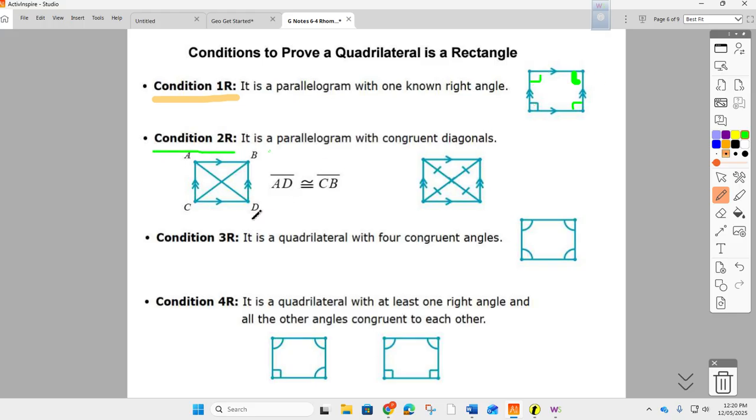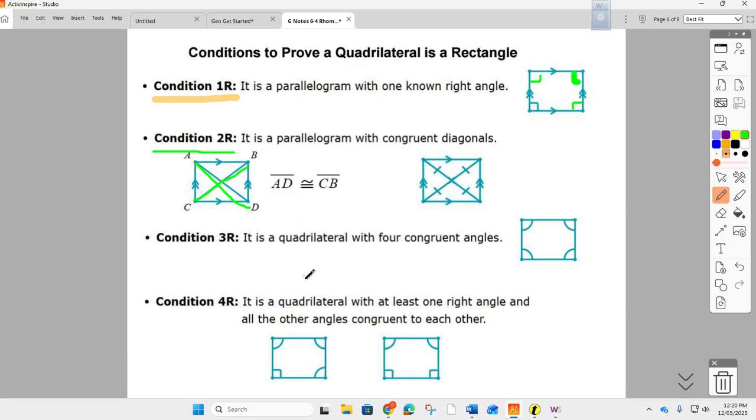If the diagonals are congruent, and these are two ways to tell that the diagonals are congruent, just for your information. They don't mark the diagonals congruent here, but they tell us that AD is congruent to CB. So we have to know AD is congruent to CB. Those are the diagonals. Another way to do it is they split these diagonals and they bisected them. But if all 4 parts of both diagonals are marked congruent, then we know it's a rectangle.